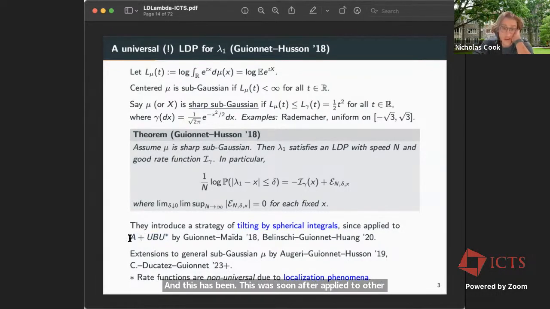This was soon after applied to other models, such as the sum of Hermitian matrices, where the second is conjugated by a Haar unitary. I believe Guionet and Maida were looking at extreme eigenvalues, and Belinsky, Guionet, and Huang were looking at the empirical spectral distribution. I should say also Jonathan Husson applied this to matrices with a variance profile.